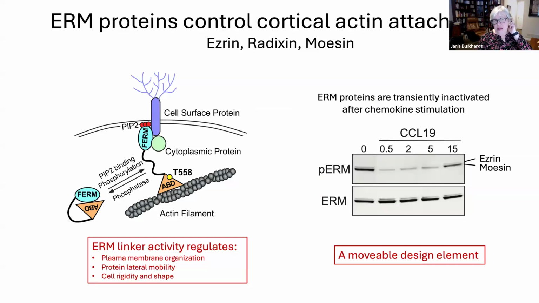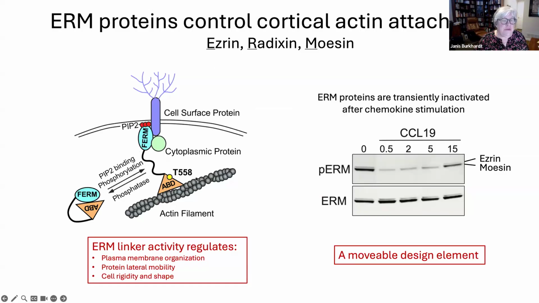So we've been looking at these ERM proteins for a long time, and these three proteins are highly homologous to one another. They have an N-terminal FERM domain that binds to PIP2 in the inner leaflet of the plasma membrane and also to the cytoplasmic tail of cell surface proteins, and then a C-terminal actin binding domain that binds to the actin cytoskeleton. And they can do this linker activity in an on-off fashion, regulated by PIP2 binding and phosphorylation at this regulatory threonine residue.